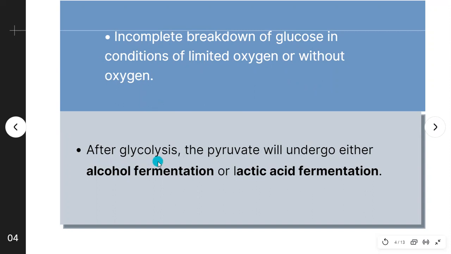After glycolysis, remember last time, glycolysis means the breakdown of glucose, and the product of glycolysis will be two molecules of pyruvate. If there is oxygen in the environment, the pyruvate will undergo oxidation and produce a very high amount of energy. But in fermentation, the two pyruvate molecules, due to the limited oxygen in the environment, will undergo fermentation, and it's either alcohol fermentation or lactic acid fermentation. So these are the two types of fermentation that we want to talk about in this video.